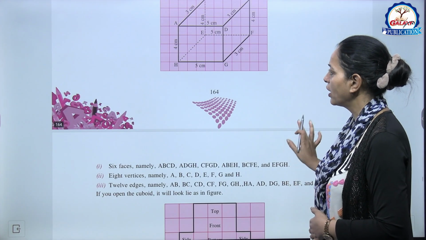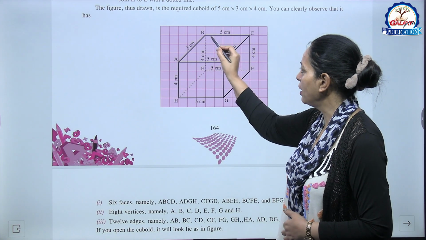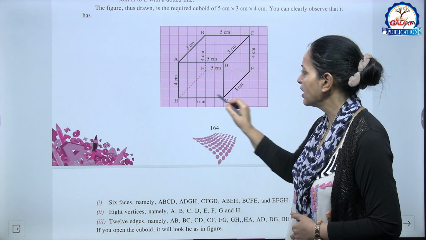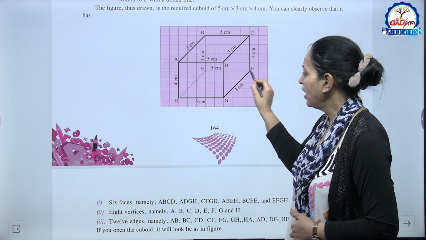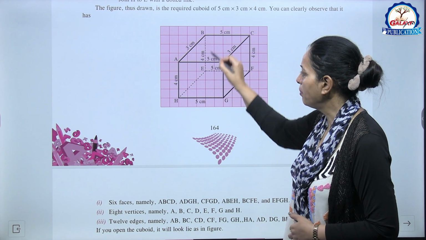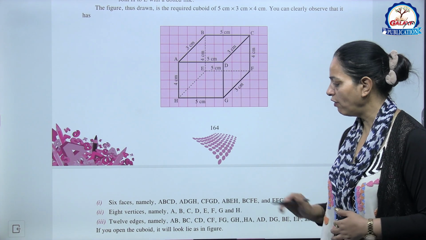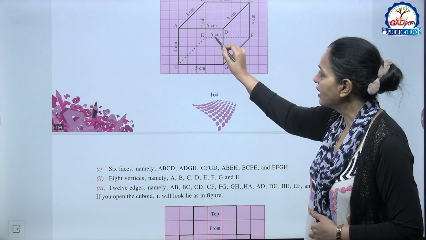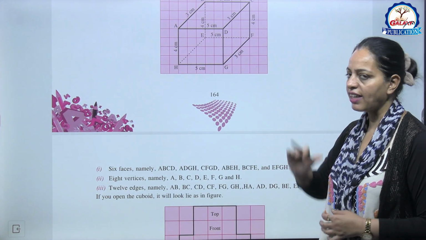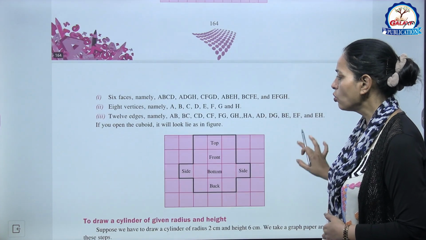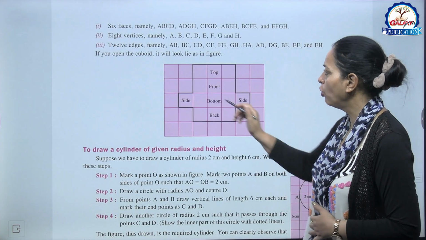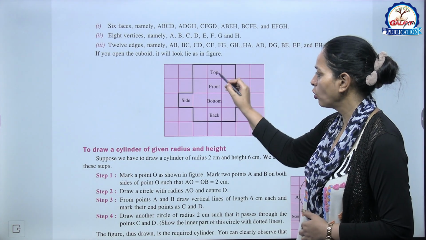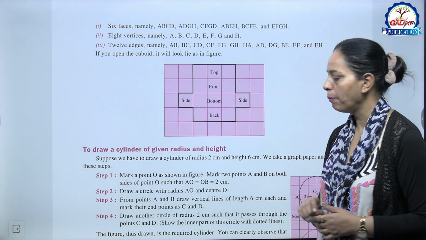12 edges, you can count it like here AB, BC, CD, AD, AH, HG, GD, EF, HE, BE, GF. So 12 edges, and here you can see 3 edges are hidden and 9 edges are visible, right? So when you will open any cuboid, it will look like this. So here bottom, front, top, side, side and back.